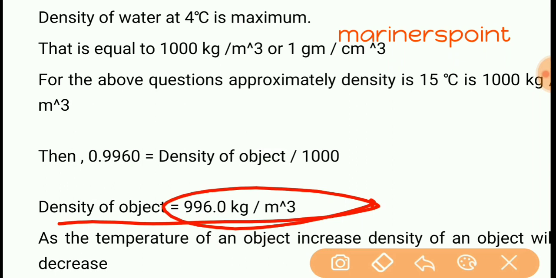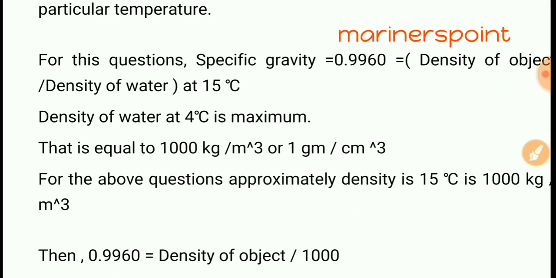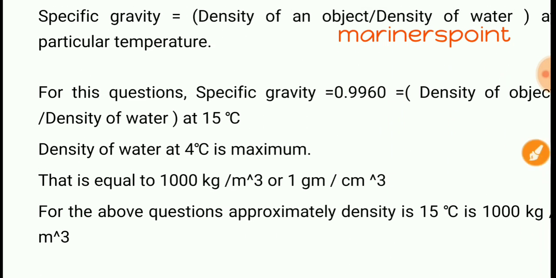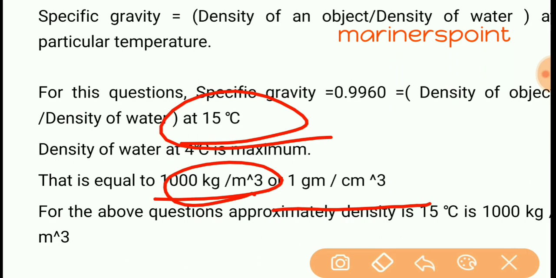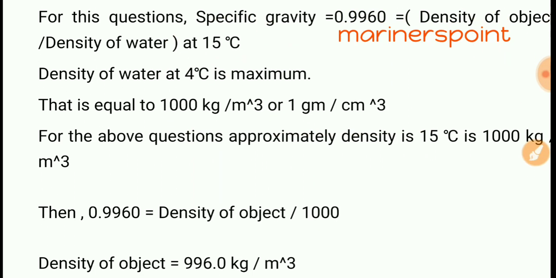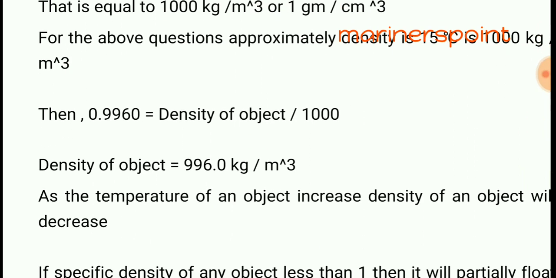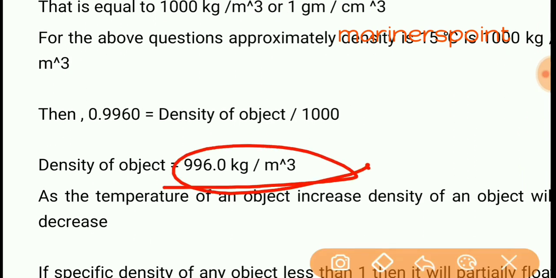But we should know the density of water. Density of water is maximum at 4 degrees Celsius, which is 1000 kg per meter cube or gram per centimeter cube. We do not know the density of water at 15 degrees Celsius, so we take the approximate density of water as the same as at 4 degrees Celsius, which is 1000 kg per meter cube. So we will get the density of the object.